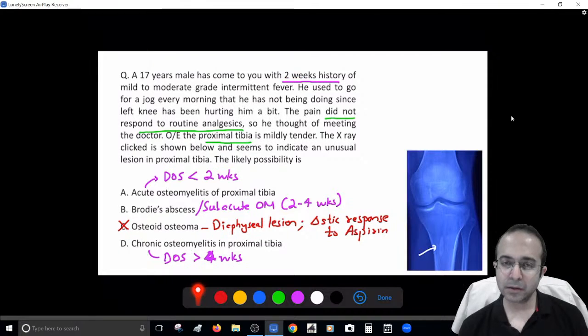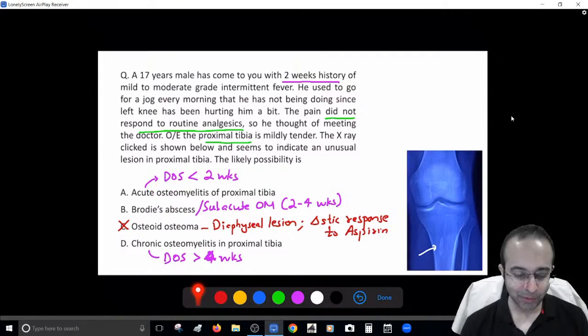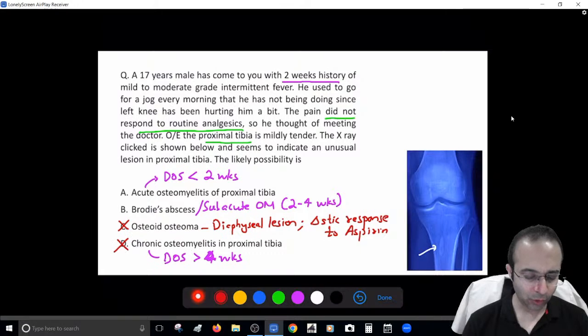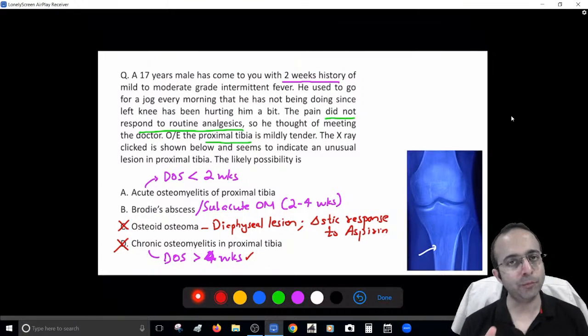Now, 2 weeks is a pretty borderline zone. I could be pushed towards acute osteomyelitis, or it could be going to that subacute osteomyelitis phase. But with this duration of symptoms, I can fairly rule out chronic osteomyelitis, because in chronic osteomyelitis the duration of symptoms would by and large go beyond 4 weeks.